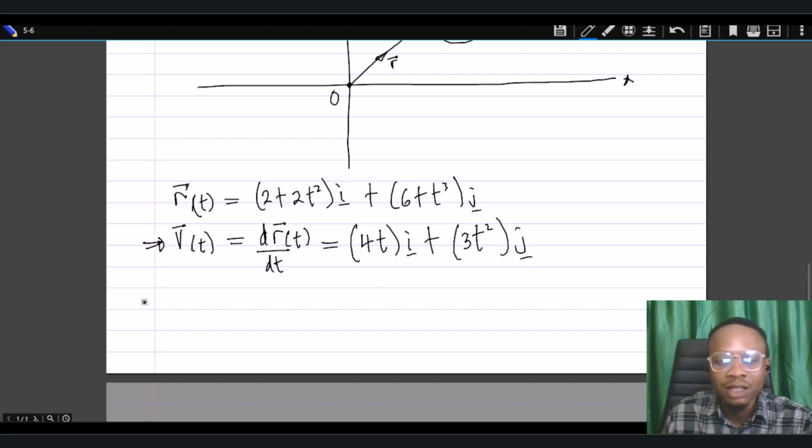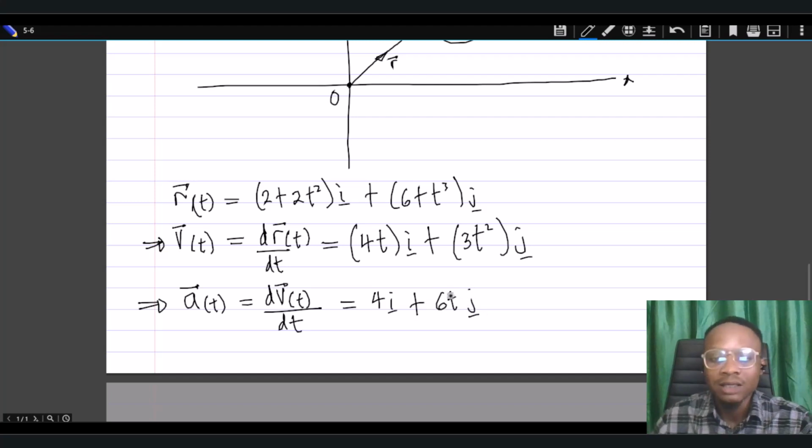We can also similarly obtain the acceleration vector. So acceleration as a function of time is obviously equal to the derivative of velocity as a function of time with respect to time. So derivative of this with respect to time, derivative of 4t, that is 4. So this is 4i. Derivative of 3t squared, that is 6t. So this gives us 6t j. And with that, we have the equations that we need at different points in the analysis. So we will label these equations 1, 2, and 3. Of course, Roman figures 1, 2, and 3.